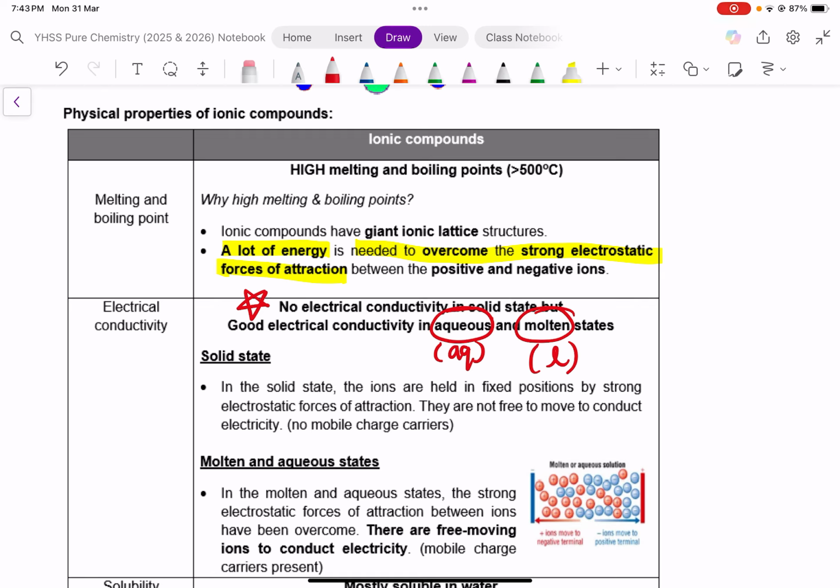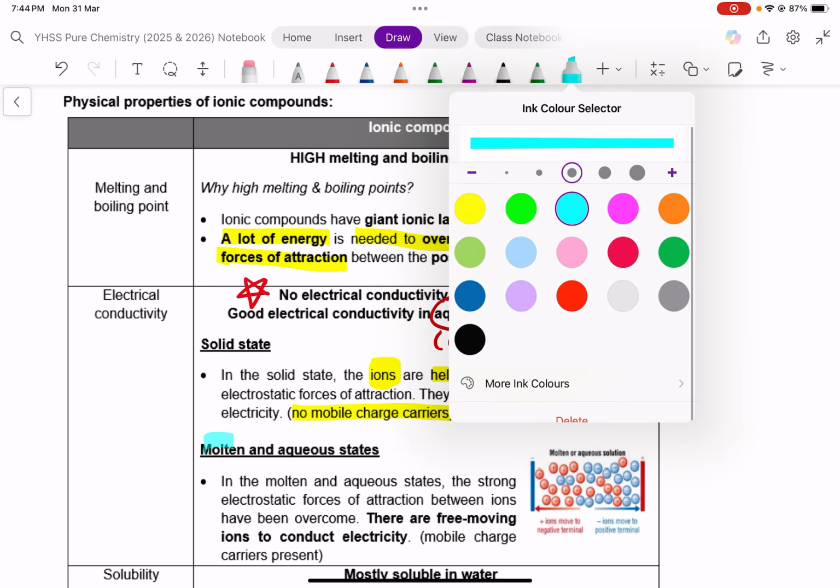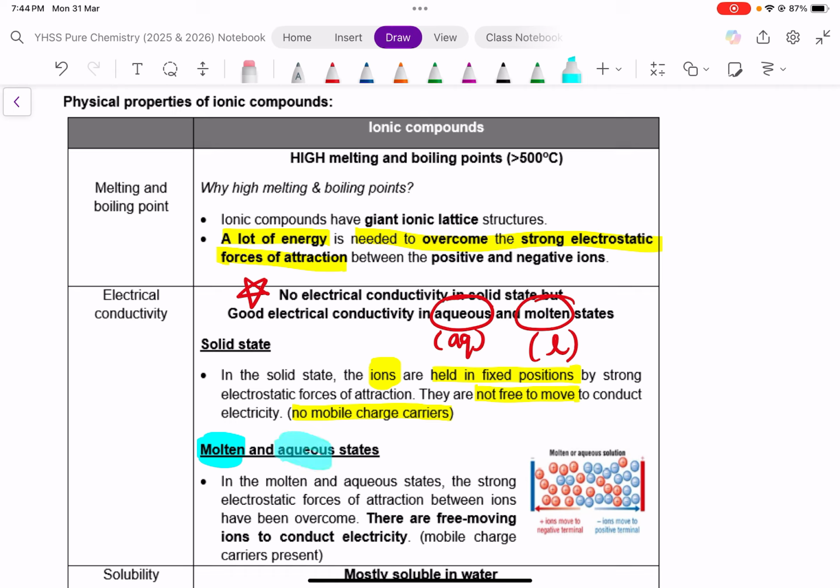Now, why is it that ionic compounds do not conduct electricity in the solid state? Electricity has to do with whether the charged particles are free to move. In the solid state, the ions are held in fixed positions by strong electrostatic forces of attraction, and therefore they are not free to move to conduct electricity in the solid state. There are no mobile charge carriers. That's another way to phrase it. However, once it's melted, molten, or dissolved in water, aqueous, the strong electrostatic forces of attraction have been overcome. As a result, there are free moving ions to conduct electricity. We say there are mobile charge carriers present.